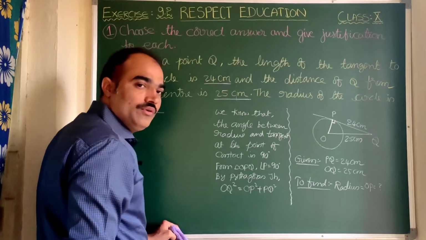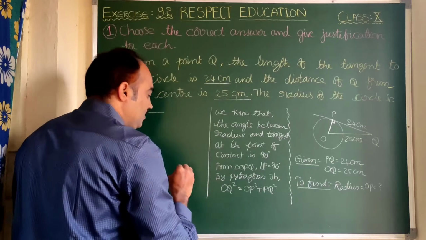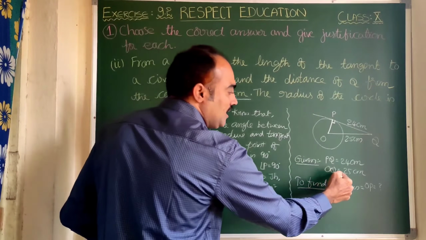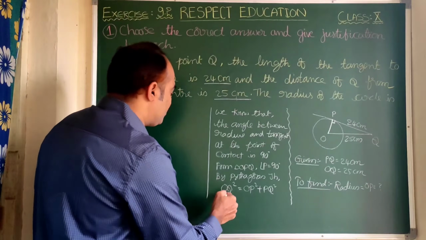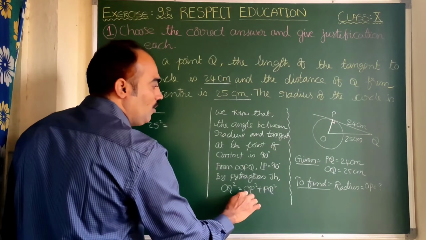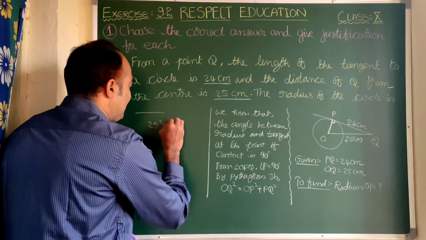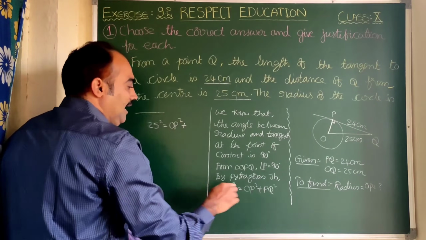Let us substitute the known values so that we can find the unknown value. So here OQ square, OQ is already given as 25. So OQ square is 25 square, is equal to OP square. OP is to be found, so we do not know it. Let us write OP square as it is, plus PQ square.